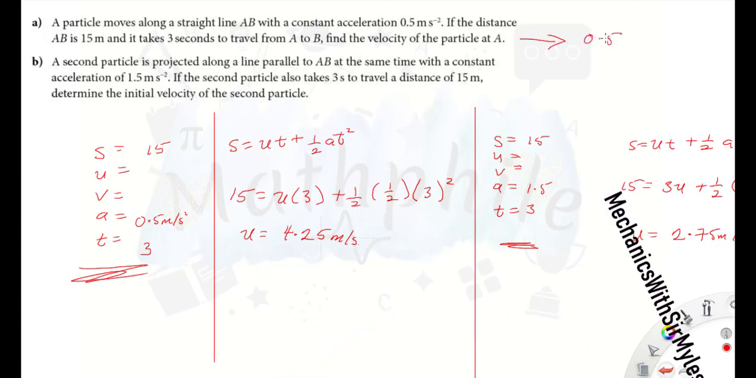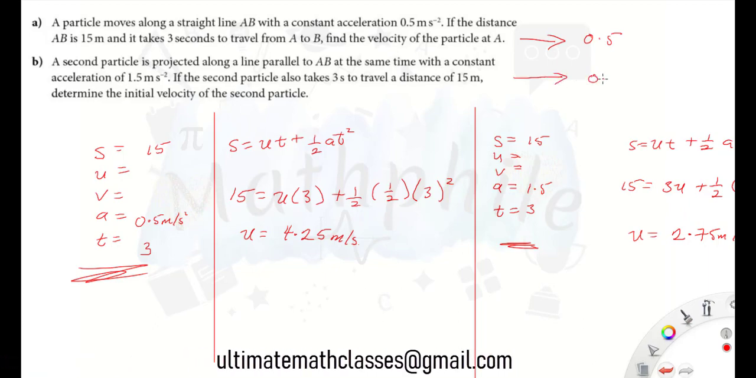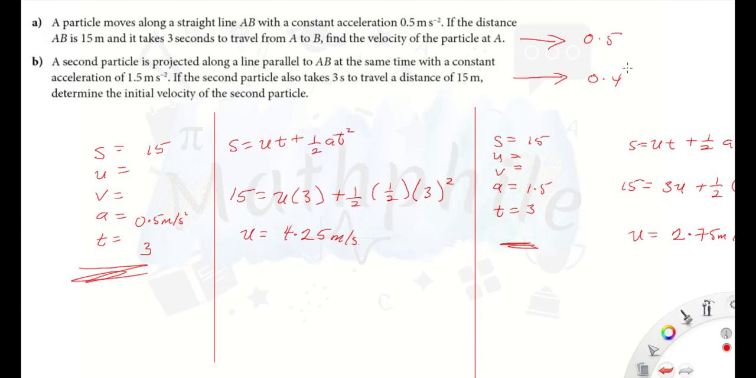With this one, the acceleration was 0.5, right? And this one, the acceleration is 0.4. Obviously, the second one's acceleration is lesser than this. Both particles travel the same distance, and they travel it in the same time. What is going to happen with their initial velocity? Is it going to be equal, or is there going to be a difference? If there is a difference, which one is going to be greater than the other, and why? Without calculation. There will be a difference.